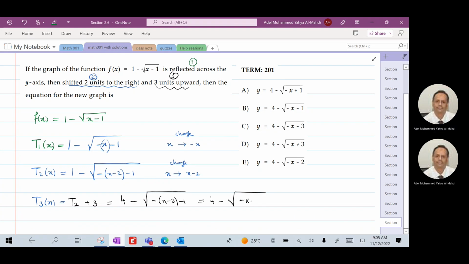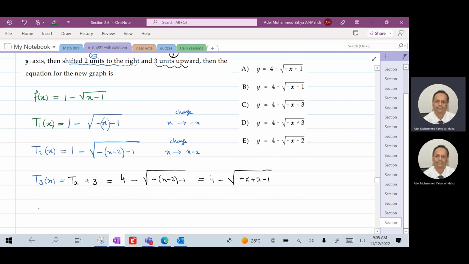the square root of minus x plus 2, minus 1. Simplify more, then the new equation is 4 minus the square root of minus x plus 1. And here the answer is A.